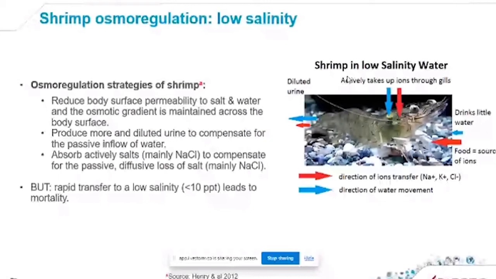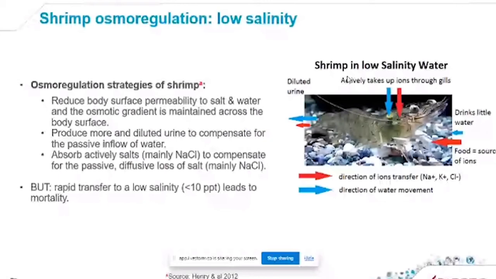Remember, you put shrimp, which has a lot of osmolytes inside, in low salinity, so the water molecules from outside will be attracted by those osmolytes. So all this water needs to be evacuated through urine. Also, they will actively absorb some salt to compensate for the passive loss. And remember, shrimp can osmoregulate well, but especially with early stages, if you suddenly transfer them to a low salinity, you will obtain mortality.